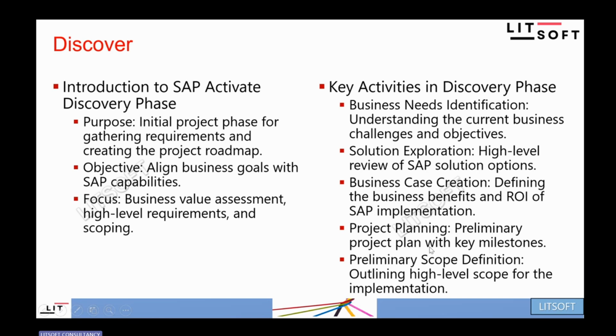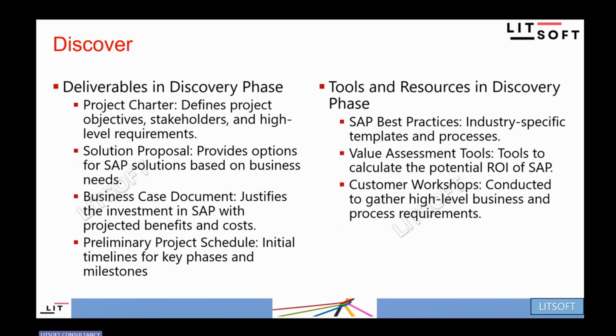Project planning: a preliminary project plan with key milestones. The project manager has the project plan, and each phase is a milestone. Within the phases there are a couple of milestones, so he can track based on the statuses. Preliminary scope definition: outlining the high-level scope for the implementation. As I mentioned, I have 50 out of 200 standard scope items, and only those 50 are in scope for this particular project. You can see that Excel sheet later in the prepare phase. Then deliverables: what you will give and what we will get.